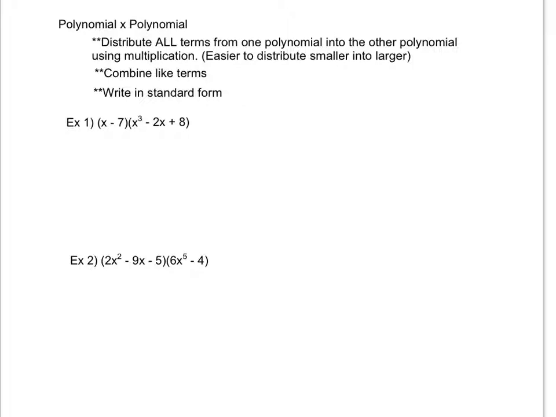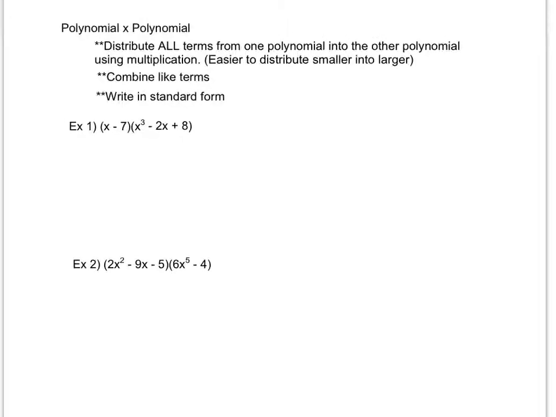Of course, with distribution, we use multiplication. And again, it's usually easier to take the small one and put the small one into the large one. We'll combine like terms if we can, and we'll write in standard form. So even though the polynomials are going to change, some are going to be big, some small, the rules or the steps aren't going to change. So let's look at the first example.